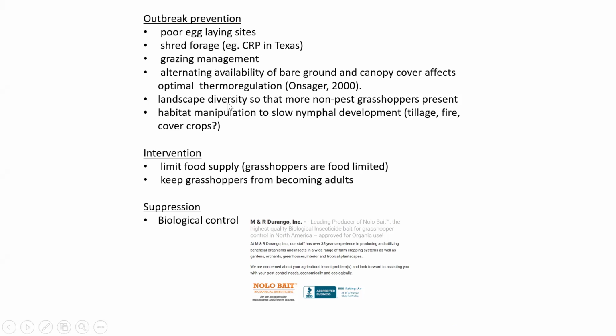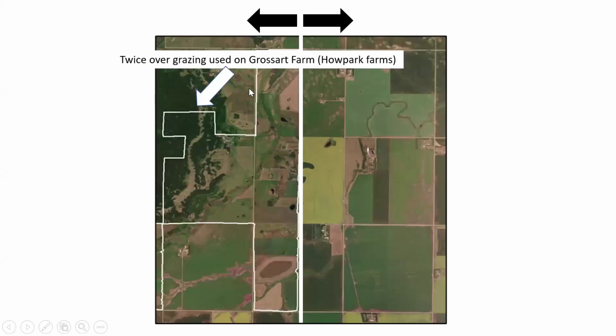Now, landscape diversity is also important, and habitat manipulation to reduce these nymphal development, like tillage, fire, and cover crops might work. But landscape diversity, what I'm showing here in these white enclosures, this is actually a diverse organic farm, and we're comparing it here to conventional agriculture where we're looking really at 2 or 3 crops with very little sort of natural areas. This is going to be more subject to grasshopper outbreak than this farm here.